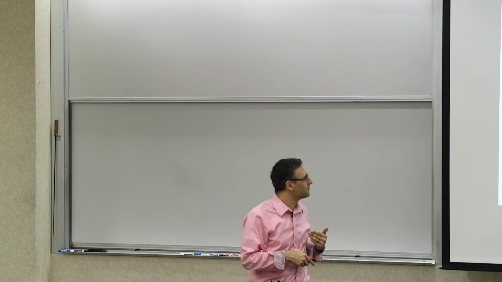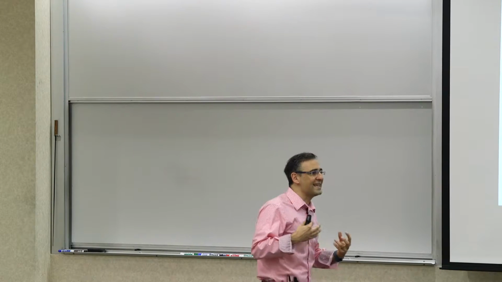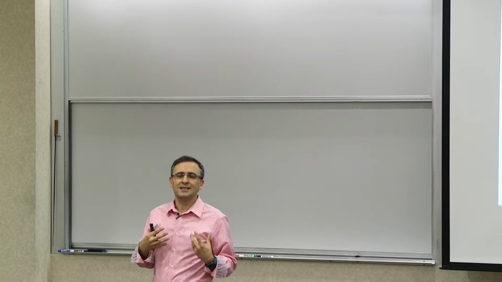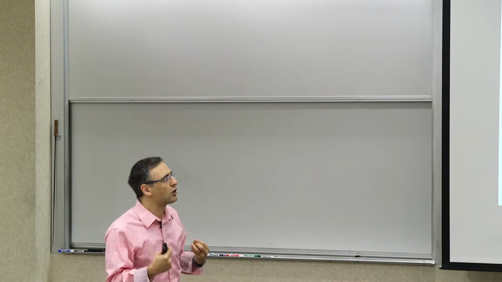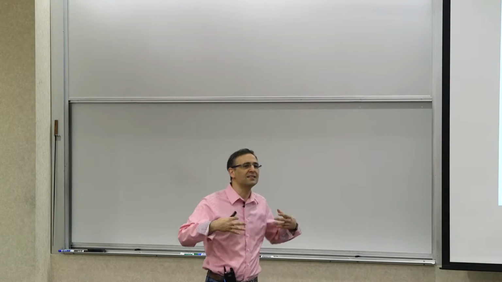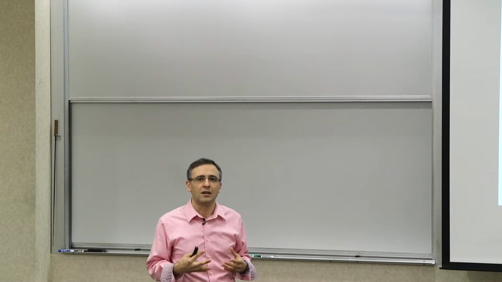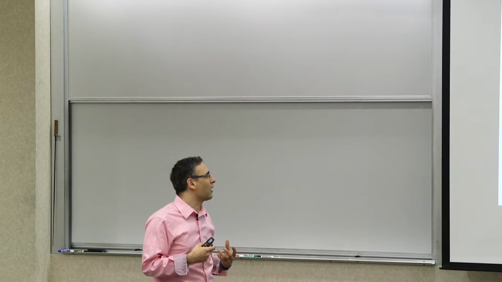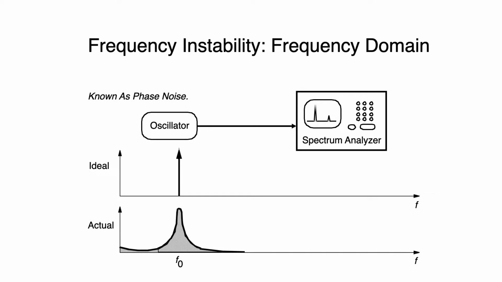Now, the same oscillator, what does this frequency instability look like in frequency domain? If you take the same oscillator and connect it to an ideal spectrum analyzer, and look at the spectrum of what comes out, in an ideal oscillator you should see a sinc in terms of frequency content. If it's a pure sinusoid, you should see an impulse, right? All of your energy is concentrated at one frequency and one frequency only, F naught, and nothing else.